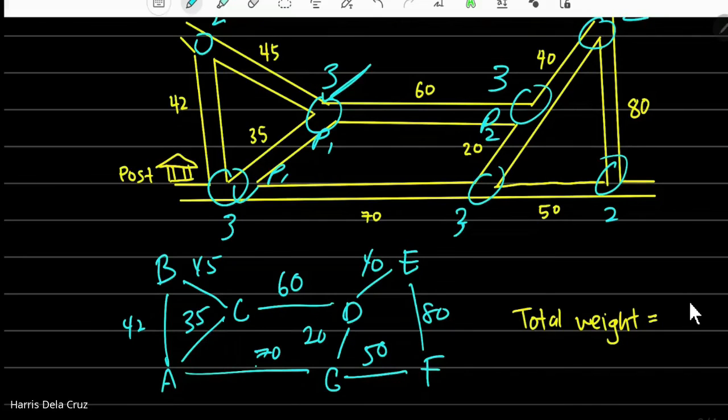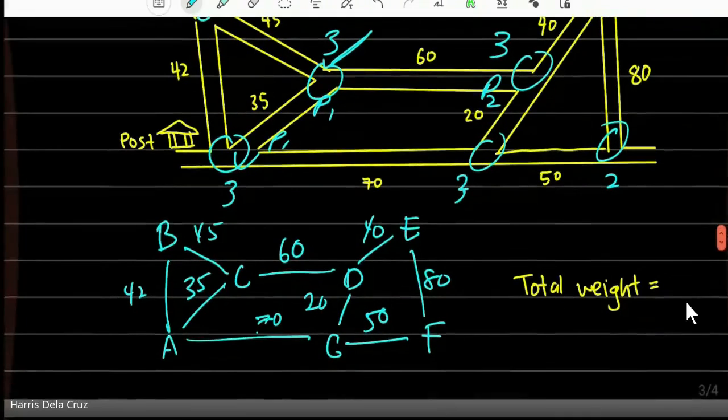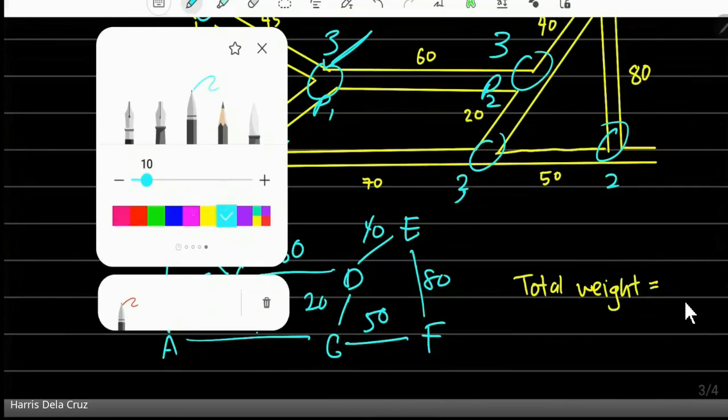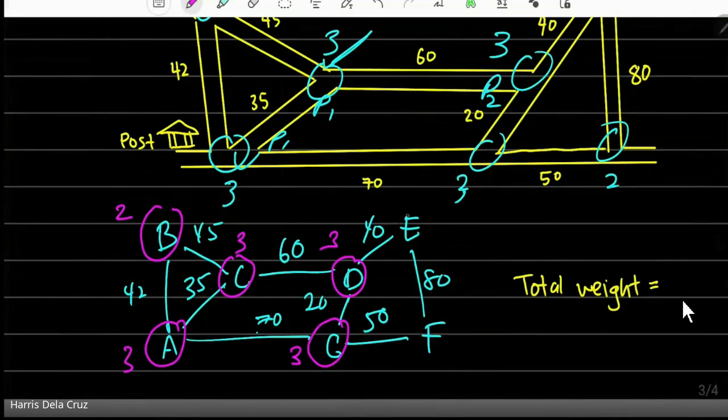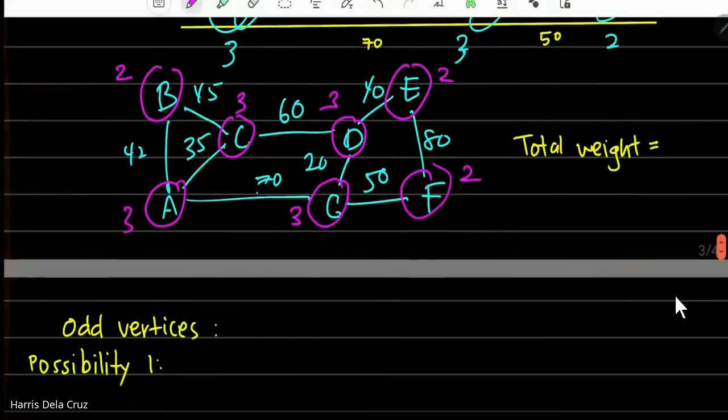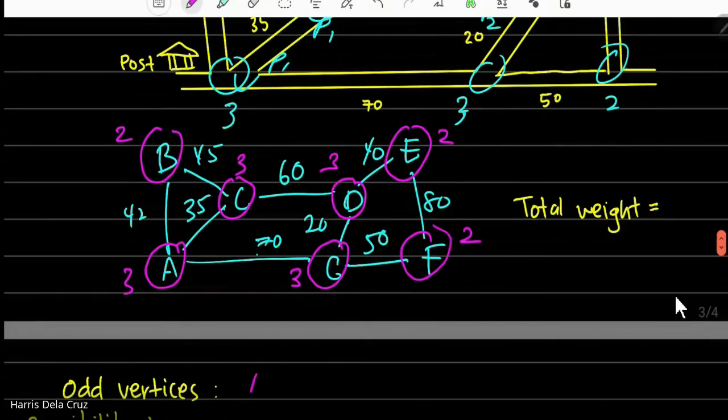Okay? So now from your graph, you can easily identify whether it's Euler or not by identifying the degrees of the vertices. So this is degree 2, this is degree 3, A has degree 3, D has degree 3, G has degree 3. E has degree 2, F has degree 2. So we list now all the vertices with odd degrees. So ano yung mga vertices with odd degrees? A, C, D, G. So you construct the possible pairing of vertices.